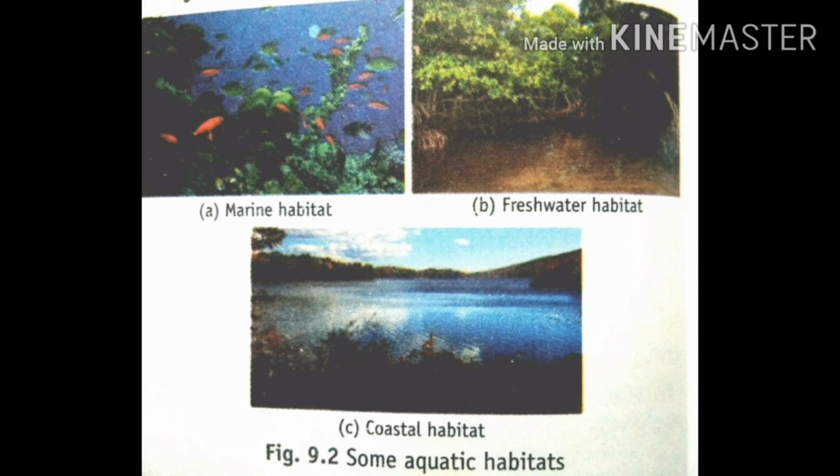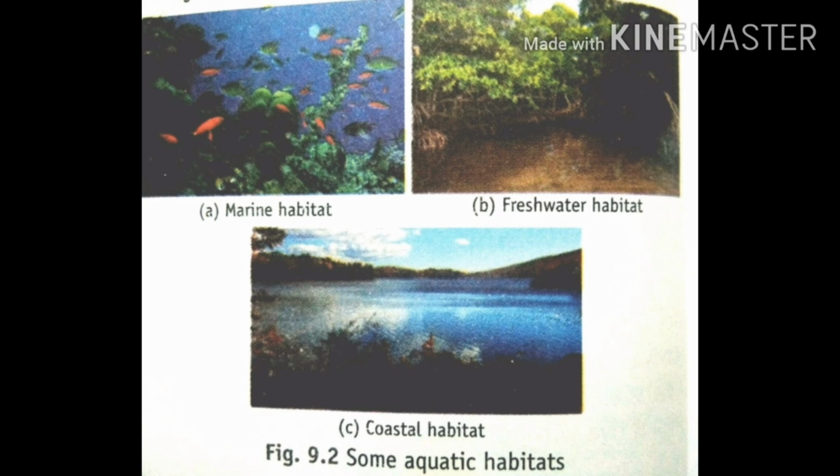Next one, freshwater habitat. Freshwater habitats are lakes, rivers, ponds and streams. The organisms living in such habitats are fish, water bugs, water lilies and water hyacinth.